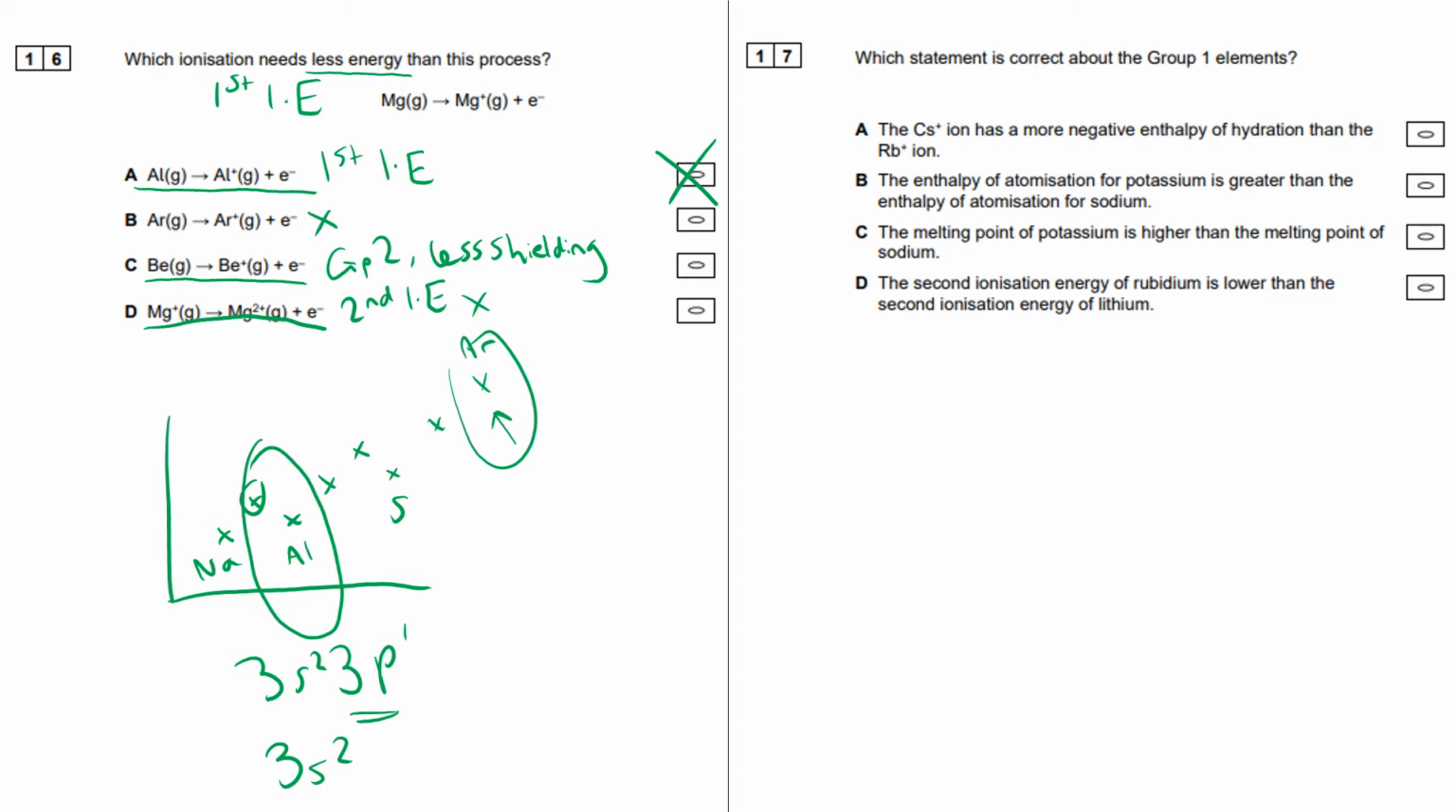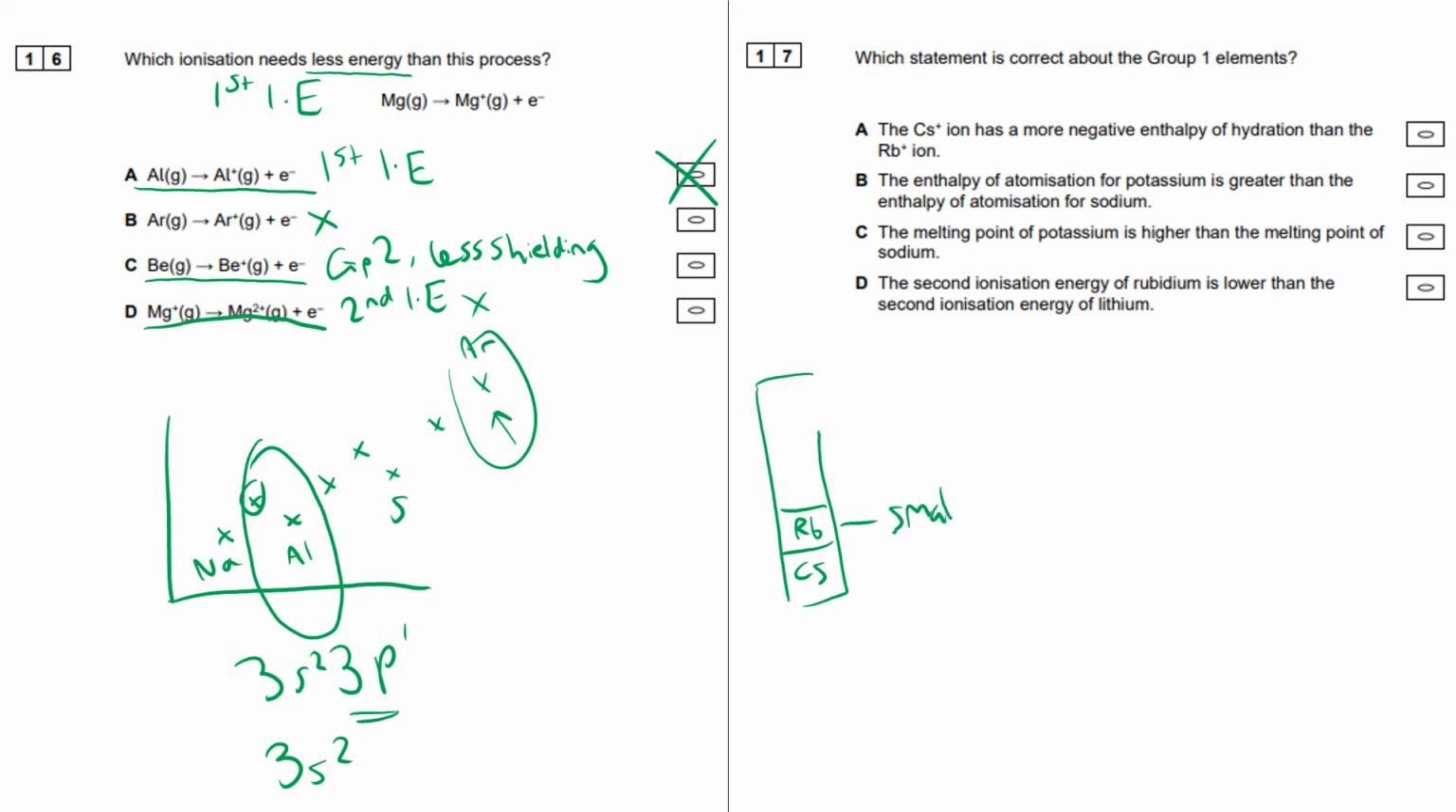Question 17. Which statement is correct about the group 1 elements? So again, if it's asking about statements, you need to go through each one, eliminating the ones that are incorrect. The cesium ion has a more negative enthalpy of hydration than the rubidium ion. Looking at the periodic table, at the group 1 elements, rubidium is higher than cesium. So rubidium is a smaller ion.